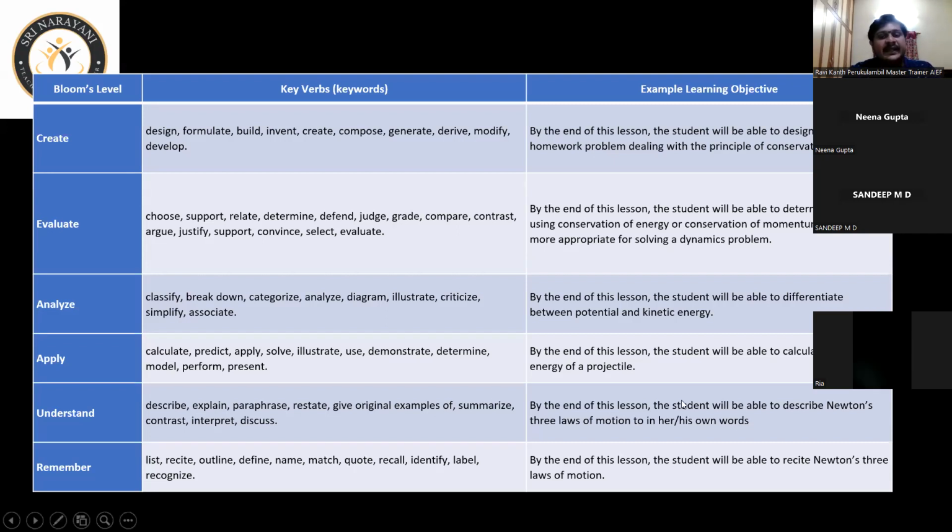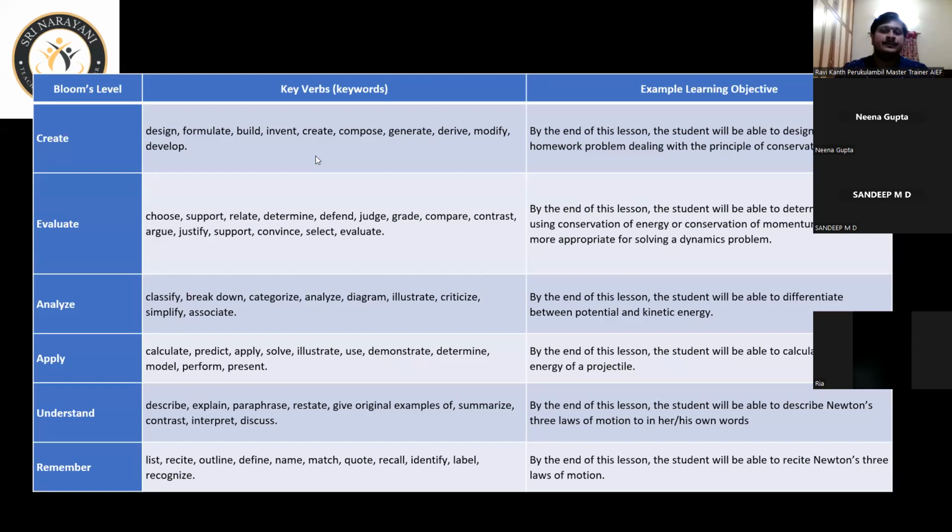In the understanding level, by the end of this lesson, the student will be able to describe Newton's three laws of motion in his or her own words. In the case of reciting, the child is remembering what the teacher has told, and is telling the same thing. But in the case of understanding, the child should be in a position to explain it in his or her own words. There is lots of difference. In remembering, it is the exact thing he learned; in understanding, he puts what he learned in his or her own words.